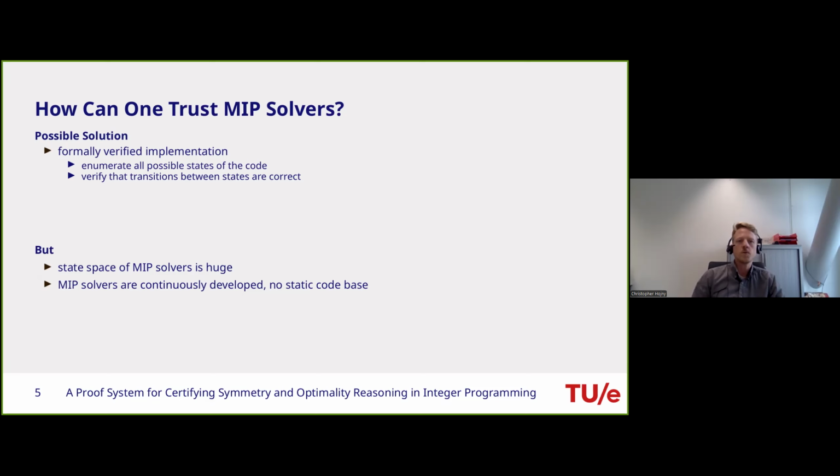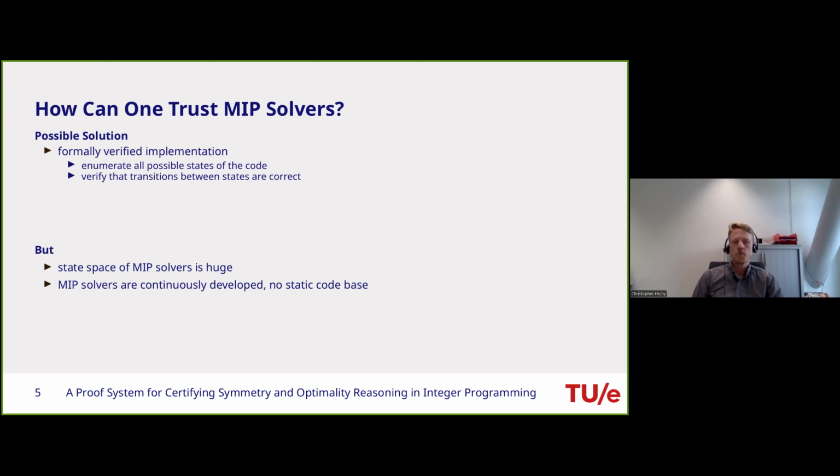One way of dealing with this is that we enumerate all the possible states that we can generate in the code, and then we need to verify that the reductions that we make within the code, so we go from one state to another state in the code, that all these transitions are correct. While this is in principle possible, it's not very practical because the state space of a MIP solver is huge. So enumerating all the states can take a very long time, if we're even able to enumerate all these states.